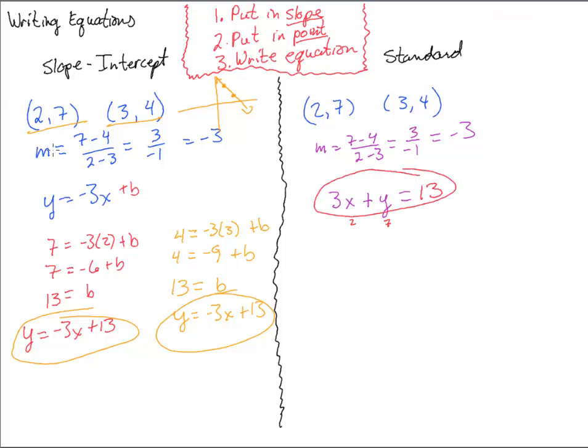Now if we try it with the other guy, 3x plus y equals, and we stick in 3 here and 4 here, we get 13. Now you only have to do one of them, but I put them both in to show you that you get the exact same thing, and it doesn't matter which one of these you pick.